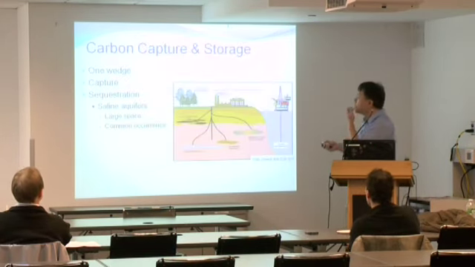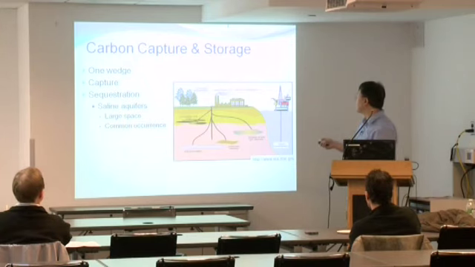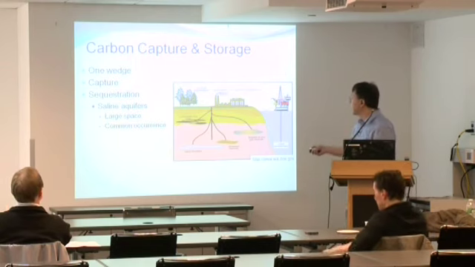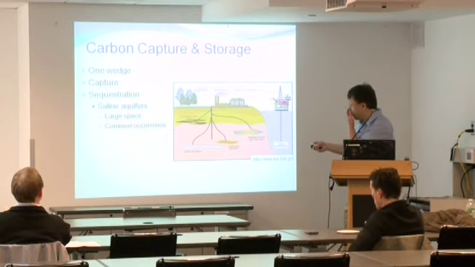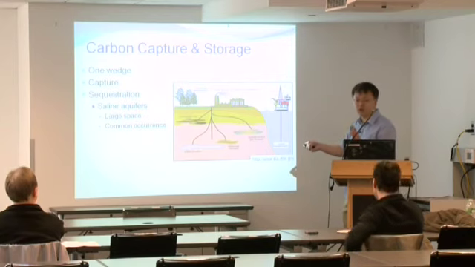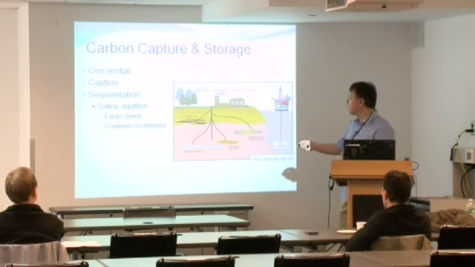Carbon capture and storage is a technology to prevent carbon dioxide emission to the atmosphere, and it can remove one wedge. First, it captures carbon dioxide from large facilities, and then they sequester it, injecting carbon dioxide into deep geological formations. These saline formations, saline aquifers, are very strong candidates for carbon dioxide storage because we have a large potential space for the storage, and we can find them very easily.